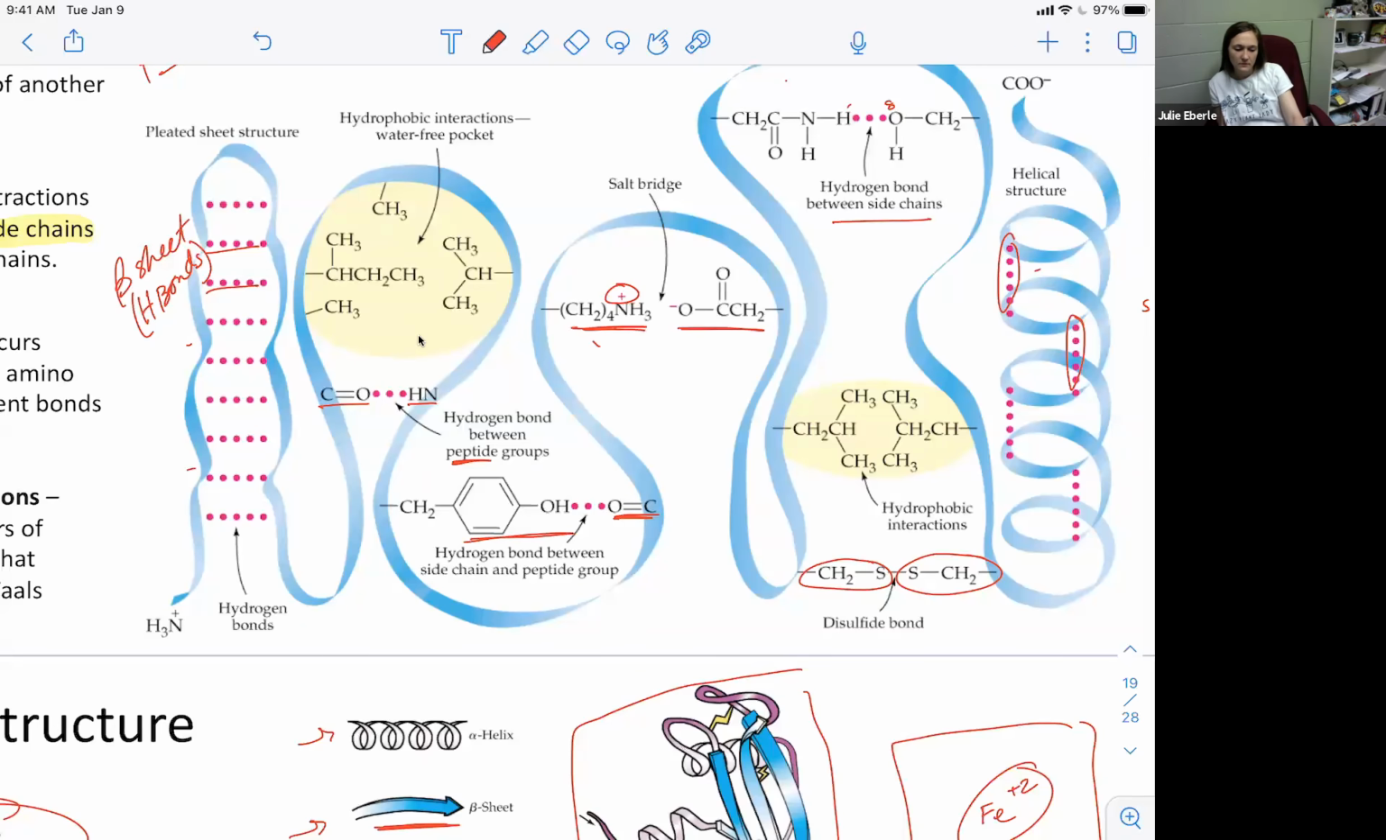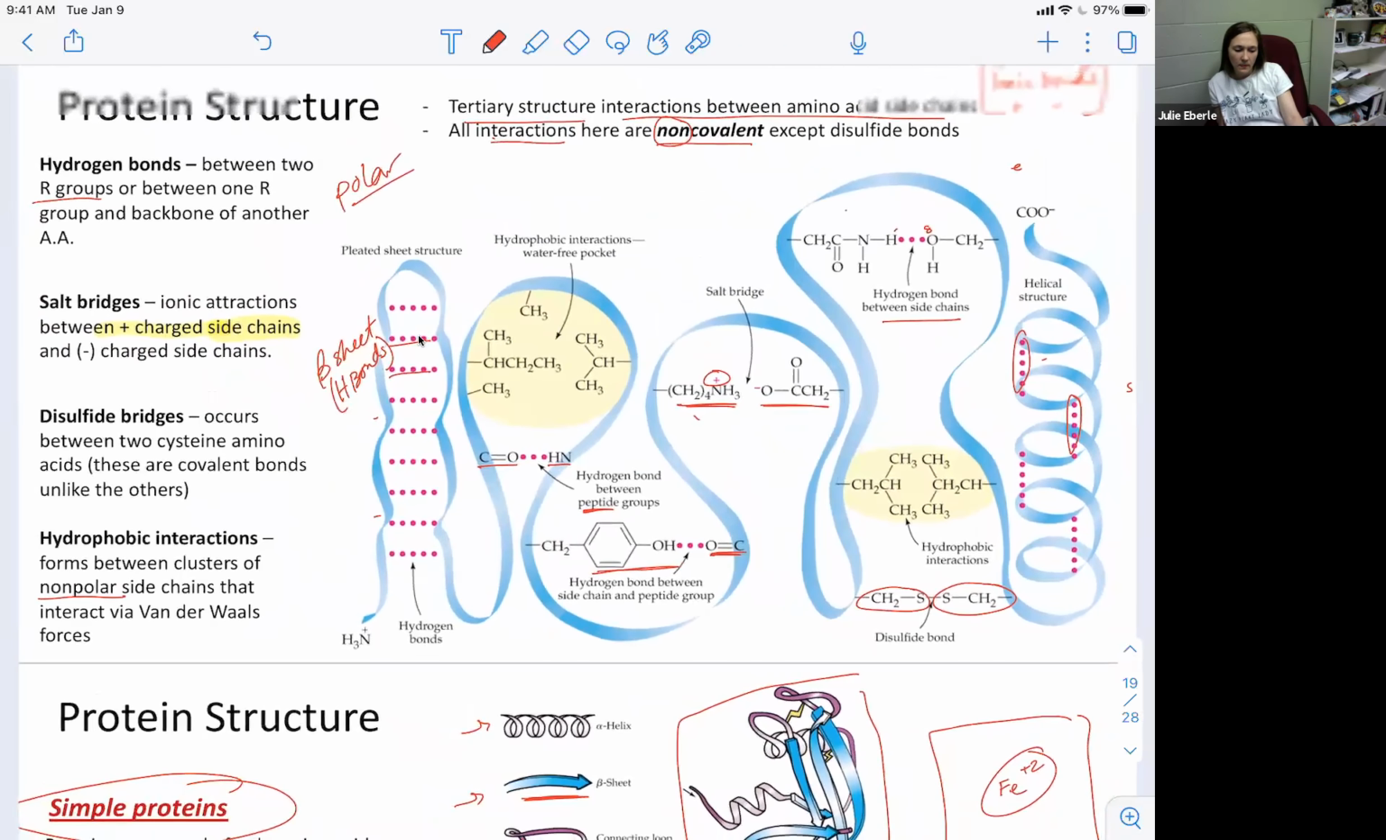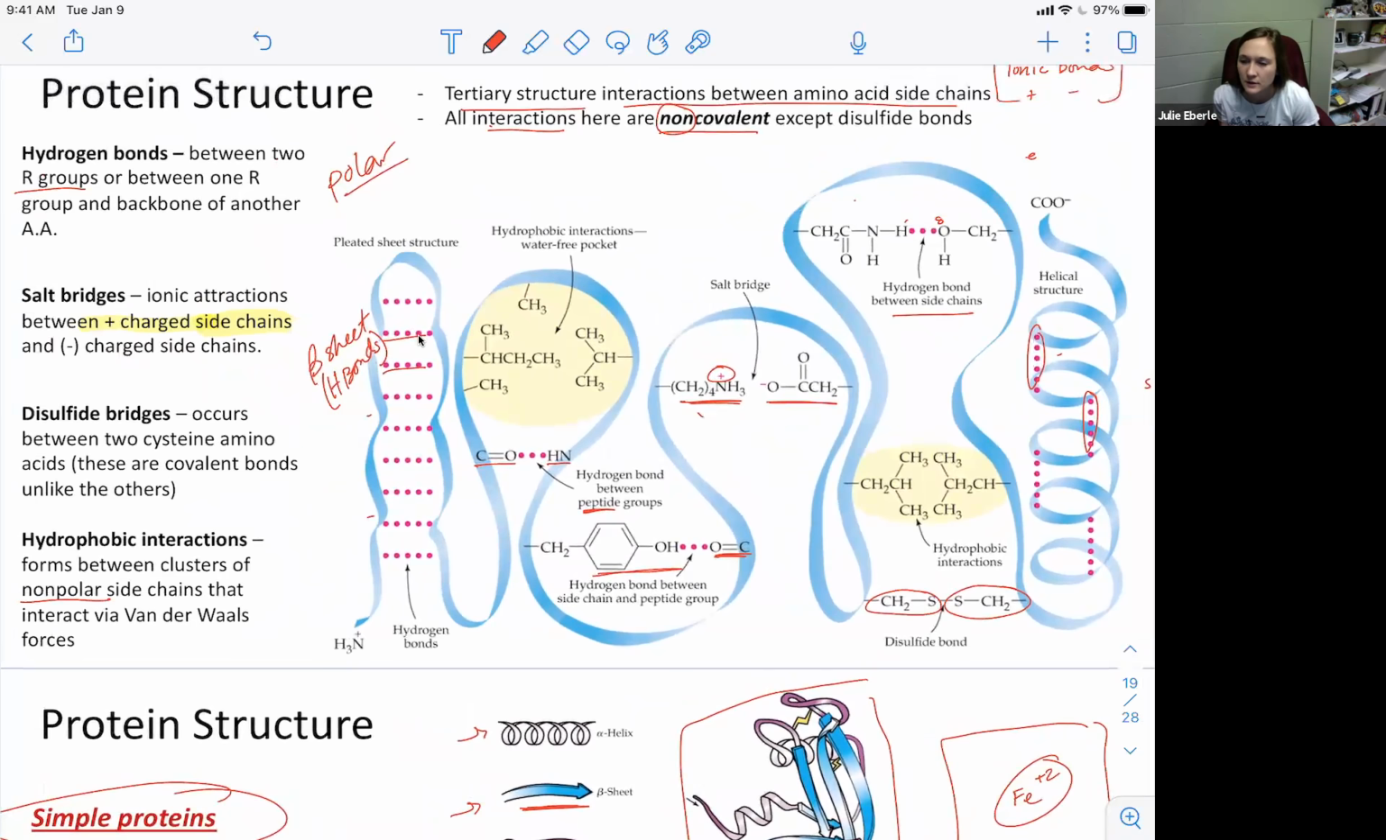Okay. So there's a lot going on there at the tertiary level.